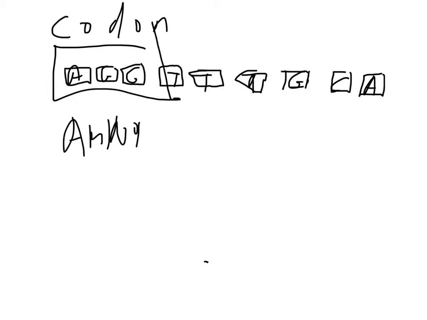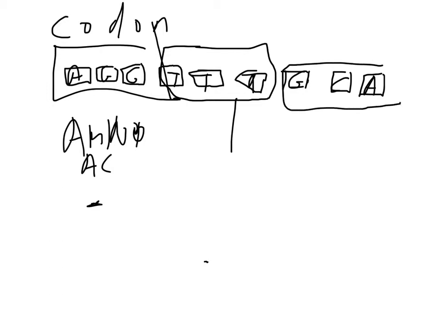Remember, these are peptides that then are strung together in proteins. So we've got some amino acid here. Here we have another amino acid. And here we have another amino acid. So we've got 3 amino acids stuck together. Each 3 is a codon. You need 3 to make an amino acid.